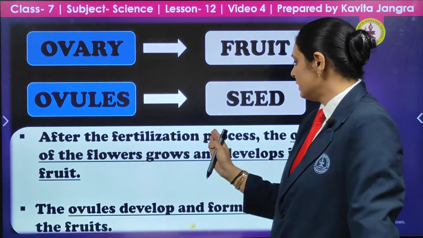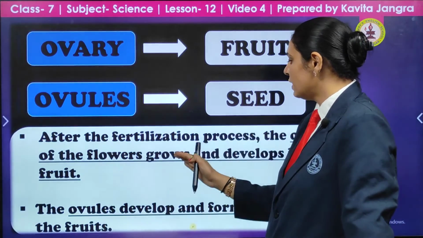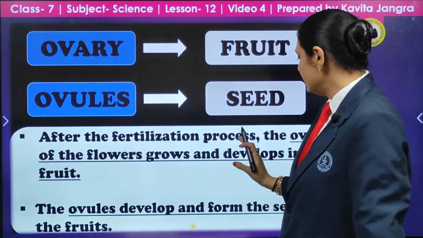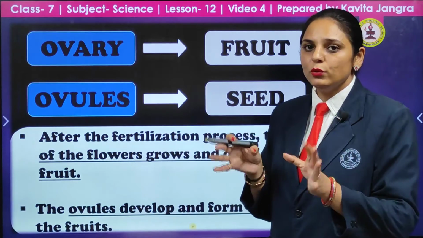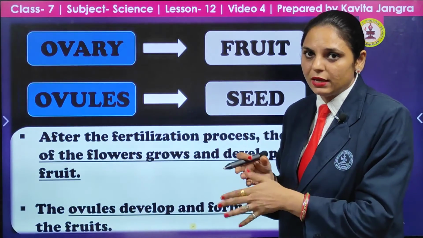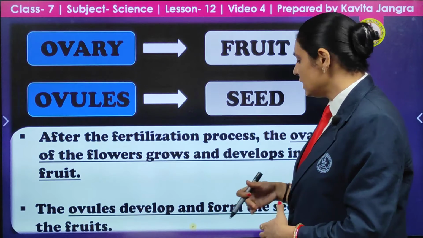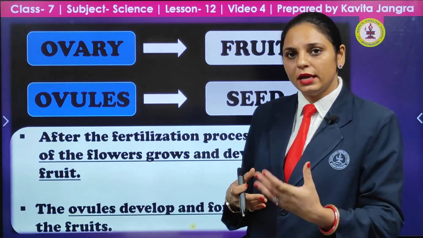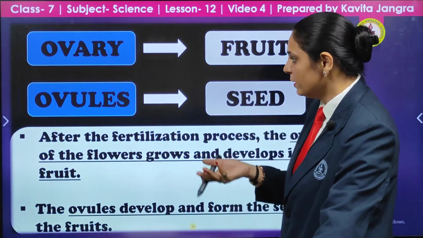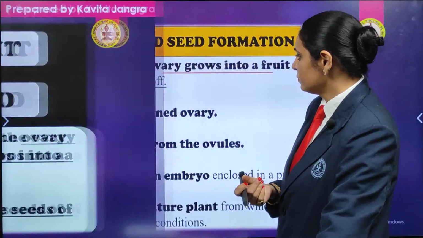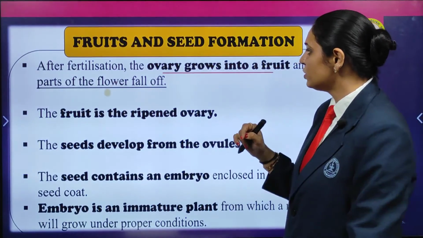After the fertilization process, the ovary of the flower grows and develops into the fruit, and the ovules inside develop into the seeds present in the fruit. And again we can use the seeds to plant new ones. So fruit and seed formation, how is this formed?